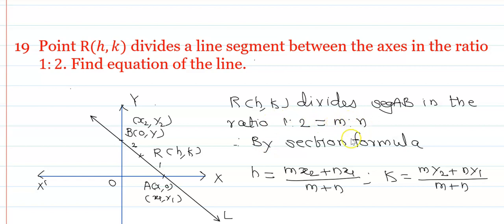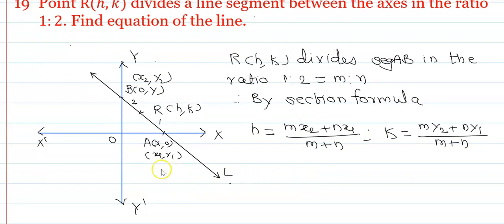Take m as 1 and n as 2. Here these are the coordinates. Therefore, h is equal to, keeping m as 1, x2 is 0, 1 into 0 plus n is 2, 2 into x1 is x, upon m plus n, which is 1 plus 2.